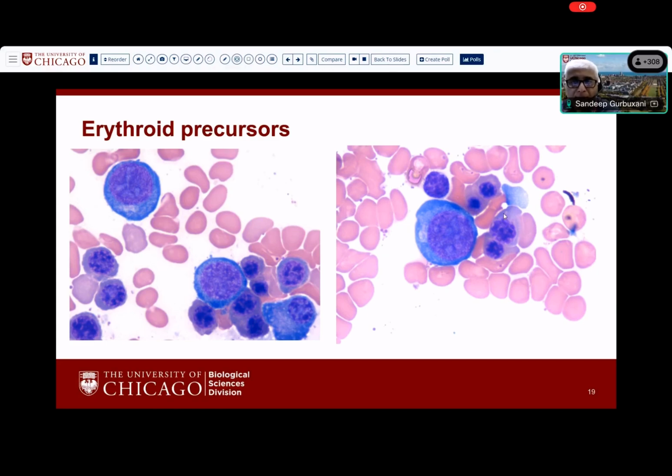The blue color comes from the ribosomes and the RNA that is still present in the cytoplasm as it's actively synthesizing protein. And then as the translation goes down with the maturation of the red cell, the cell turns more and more pink and starts to look like a mature red cell. And so I have two fields here showing various stages of erythroid maturation.